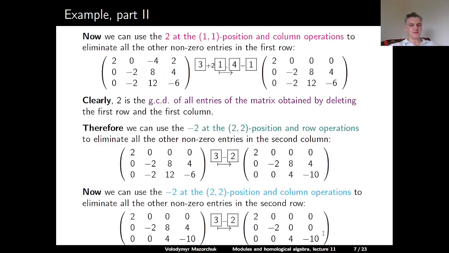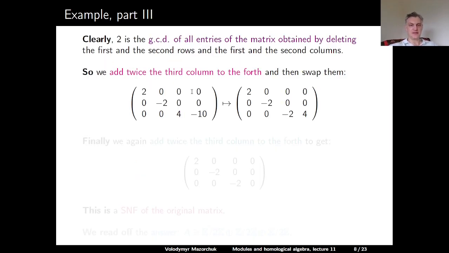Now in this matrix, if we delete the first 2 rows and the first 2 columns, we get the matrix with elements 4 and -10, and the greatest common divisor there is 2. So we should use some operations to get 2 out of 4 and -10. And the easiest way to do this is to add twice the third column to the fourth column. And the new matrix is 2, 0, 0, 0, 0, -2, 0, 0, 0, 0, 4, -2. And then if we swap column 3 and column 4, we will get 0, 0, -2, 4.